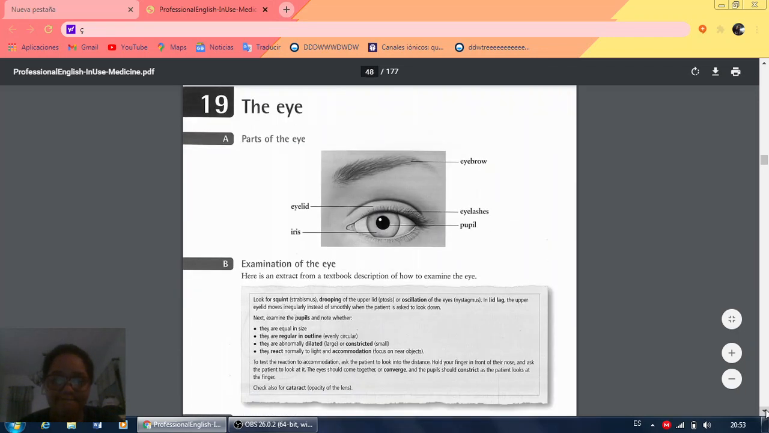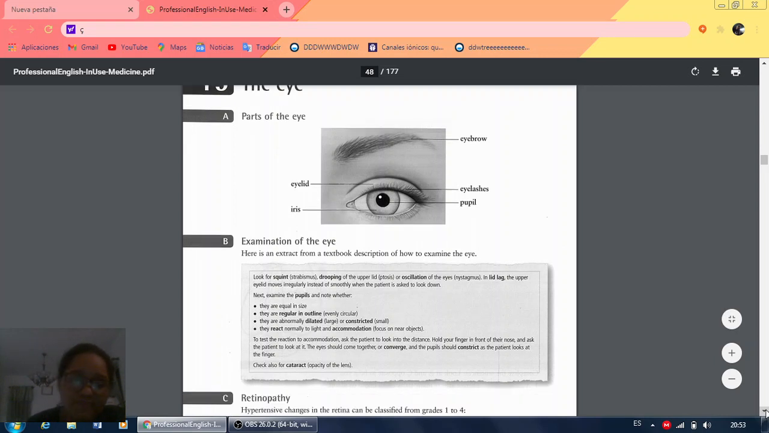The eyes. Part of the eyes. Eyes layer, iris, edges high, pupil, eyebrow. Examined of years. Here extract from textbooks. Increasing of the exam on the years. Look for a squat dropping on the upper axillary ears. In like that the upper yelling over irregular intestate or small teeth were patients of the tulldog.